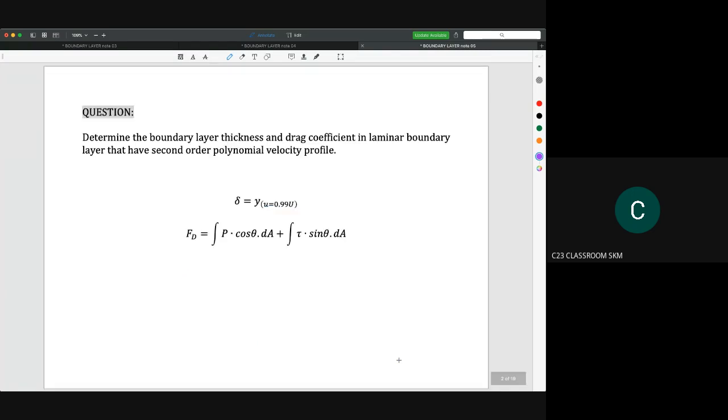So let's say question number 1: determine the boundary layer thickness and drag coefficient in a laminar boundary layer that has a second order polynomial velocity profile. This is a question from the final exam.